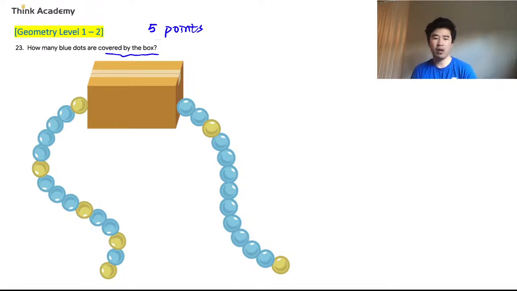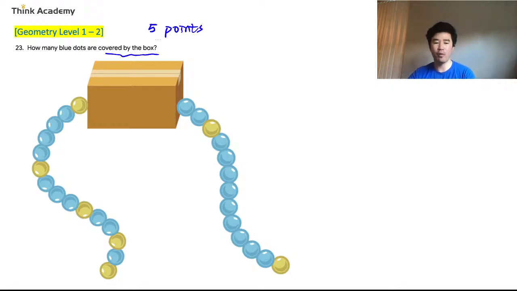5 points problem. So here we have a series of beads on the thread, and we don't know how many beads are in the box. How many beads are in the box? How can we count the beads in color blue? How can we solve that?